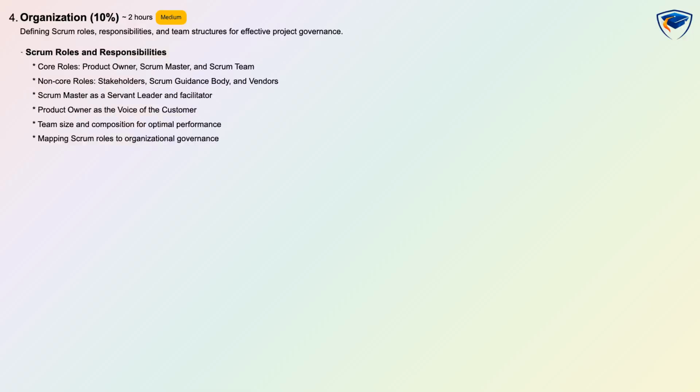Organization is 10% and medium difficulty with a 2-hour study expectation and conceptual plus scenario questions. This area defines Scrum roles and responsibilities, covering the product owner, Scrum Master, Scrum team, and supporting stakeholders. You will learn the Scrum Master as a servant leader, the product owner as the voice of the customer, and how to map roles to governance and team composition. The syllabus also examines non-core roles like vendors and the Scrum guidance body for effective project governance.